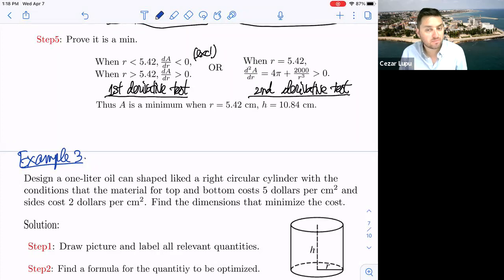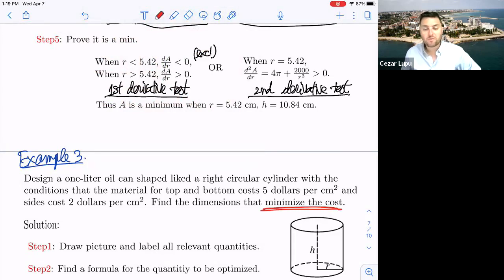We are trying to minimize the cost. You see, this cylinder has two parts: two circles, and the other part. We know that the area of each circle is pi r squared. Like I said, we don't just want to minimize the area, we want to minimize the cost of the material used. This is important. That would be the cost function.